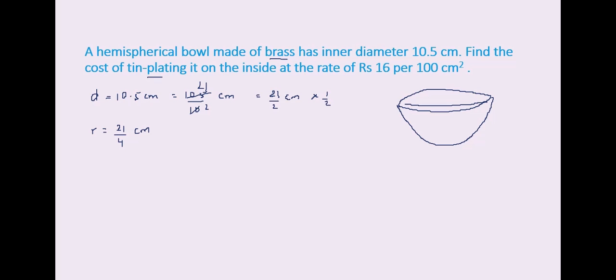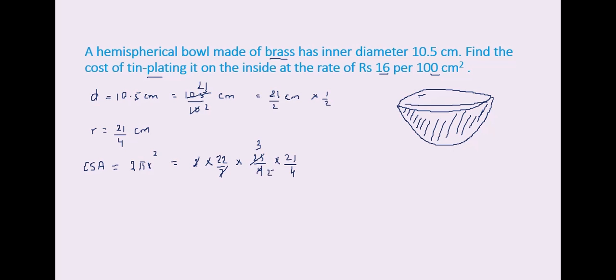We have to tin plate it from the inside at the rate of 16 rupees per 100 centimeter square. Now when you tin plate, you will only tin plate the curved surface area from inside, not the top. You will not do it on the top. So you have to find the curved surface area. What is the formula? Remember 2 pi r square. So 2 into 22 upon 7 into r square, 21 upon 4 into 21 upon 4. 7 ones are, 7 threes are, 2 ones are, 2 twos are. So this is the CSA.